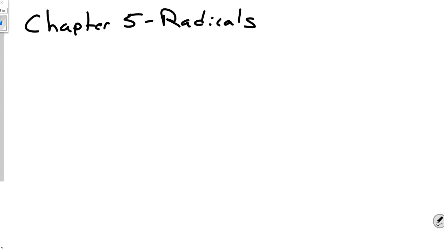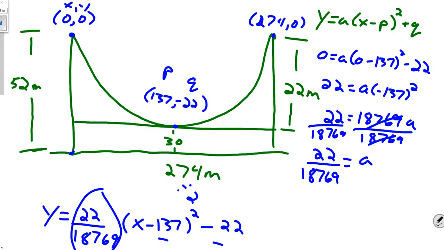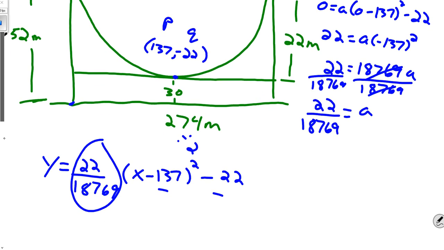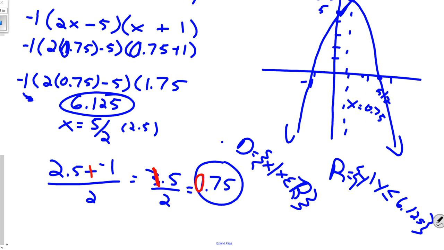So chapter 5 now. Oh, we did. What was the range for that one? Isn't the range just all around the circle? That x has to be less than or equal to 6.125. Okay, well. Okay. That makes sense?